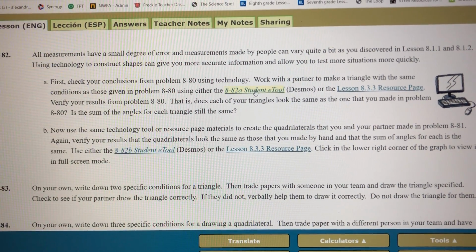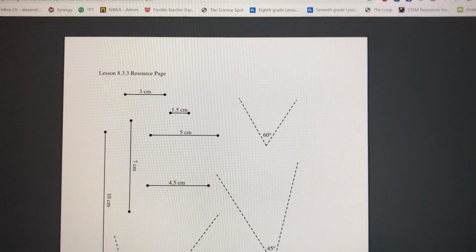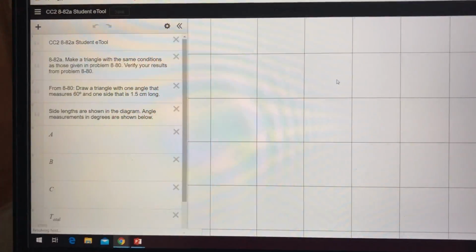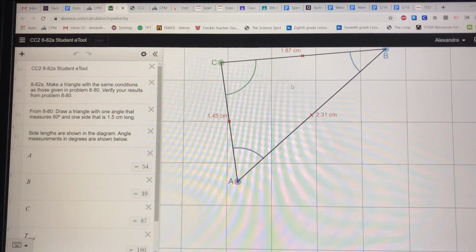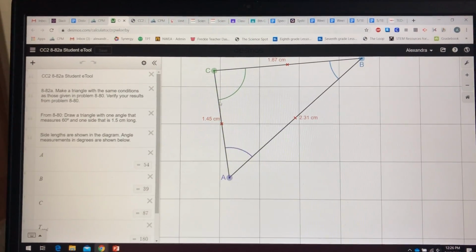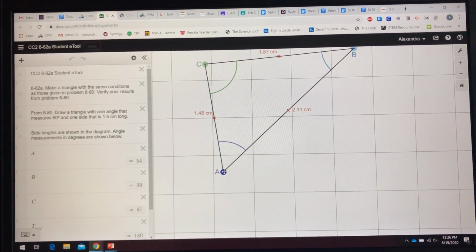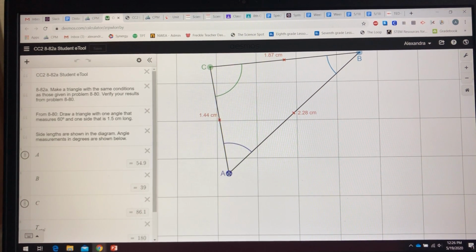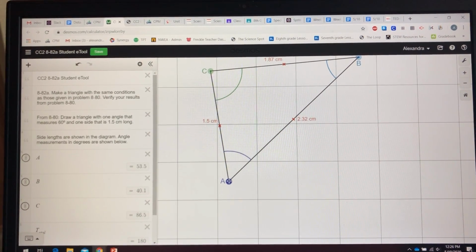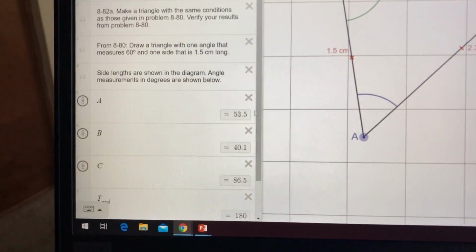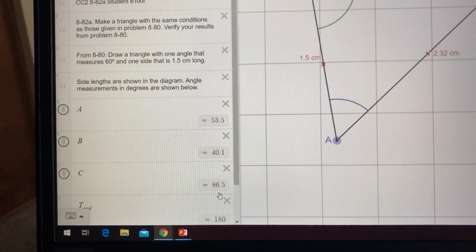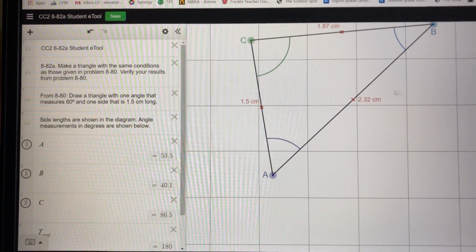So I think I already have it up. Nope, I have that up. So let's get the E tool up. We want to make a triangle here that has to have 1.5 centimeters for one of its lengths, and then a 60 degree angle. So let's make this one 1.5 because it's close already. There we go. And then you'll notice the angle measures are over here. So angle A is that, angle B is that, and angle C is that. They're not 60 yet, so we need to make one of those 60 degrees.